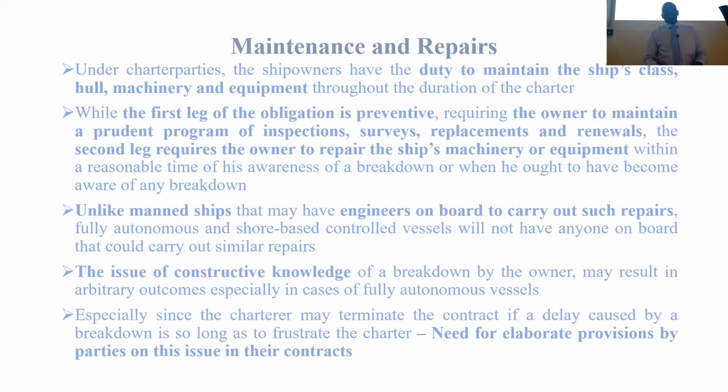So if the vessel is a humanly manned vessel, it is possible to attribute a captain or crew's knowledge of the breakdown. Let's say in the middle of the ocean, it is possible to attribute that since they knew, he ought to have known. But now we have, let's say, fully autonomous vessels, and the ship just broke down in the middle of the sea. How will the ship owner know? So this will affect the parties' rights and responsibilities.